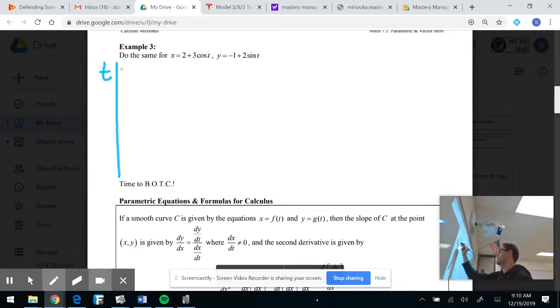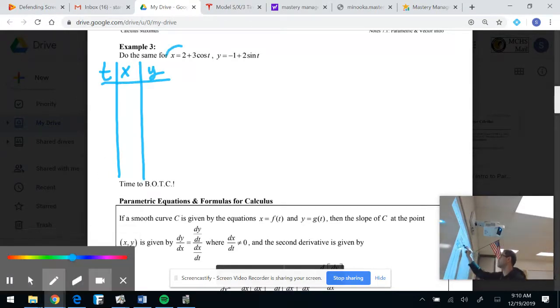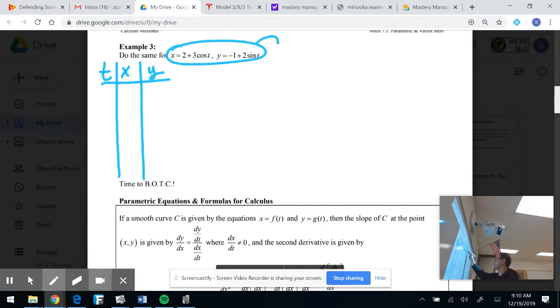T, an X, and a Y. Okay, now, oh snap, it's trig functions. They don't give me a domain to work on, but we all know trig functions. Hey, let's just do what we're familiar with. Let's just start with 0, right? We want it to be easy math. If I plug a 0 in for t, cosine of 0 is 1, 2 plus 3 is 5. If I put a 0 in for the sine of 0, it's 0, so it's just -1.